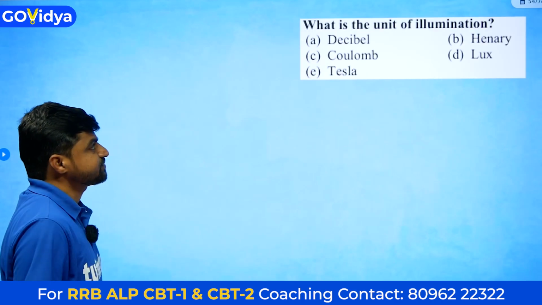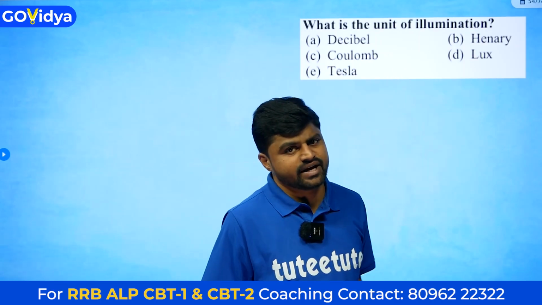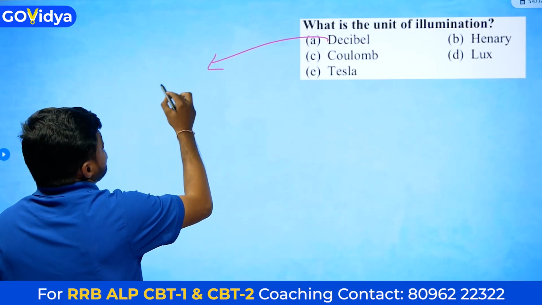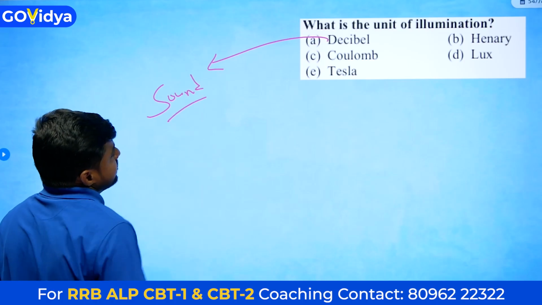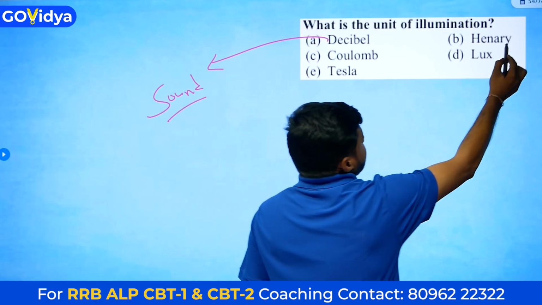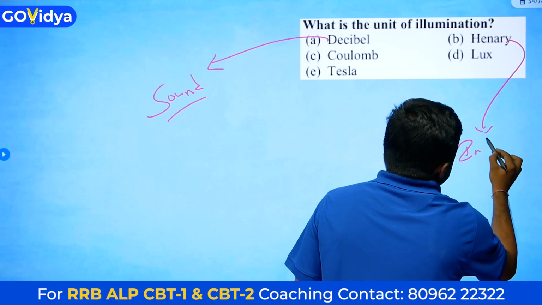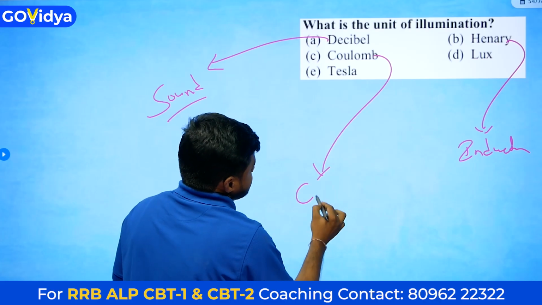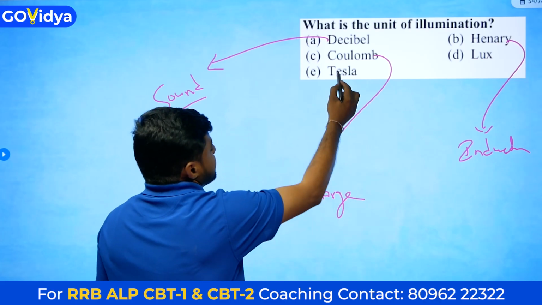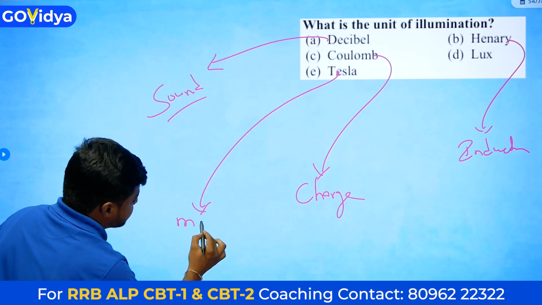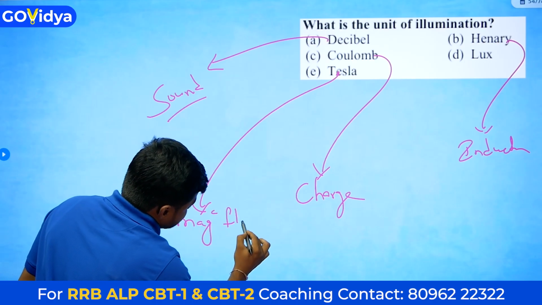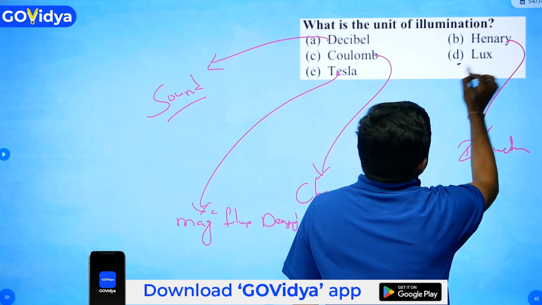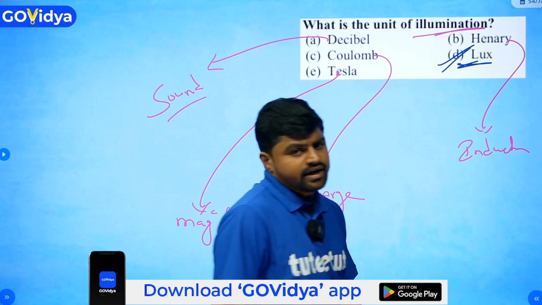Next question, what is the unit of illumination? Decibel is the unit of sound. Sound can be measured in decibels. Henry is the unit of inductance. Coulomb is the unit of charge. Tesla is the unit of magnetic flux density. Lux is the unit of illumination. Option D is the correct answer.